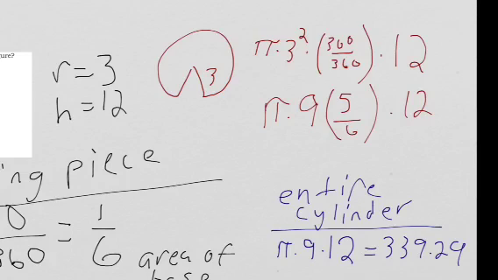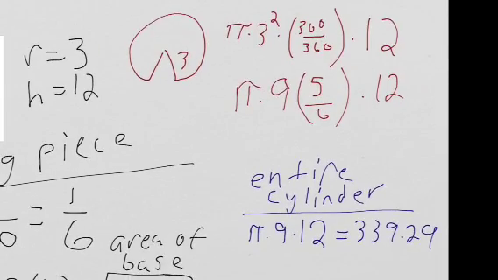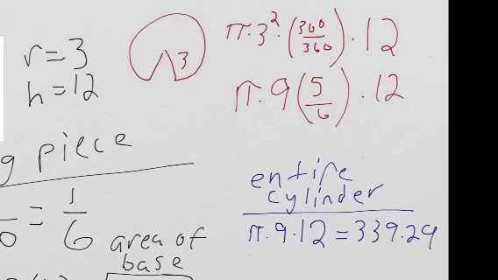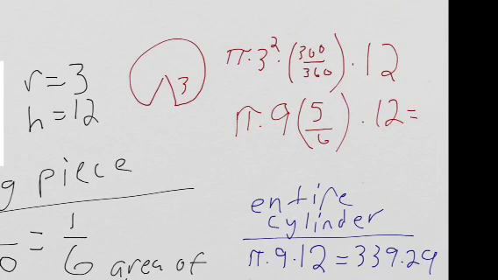So you can listen to me as I type this in: we can do pi times 9, hit enter, and then multiply that by 5, hit enter, divide by 6, hit enter, and then multiply by 12, hit enter. We get 282.74, which is exactly what we got doing the other method. Let's make sure, there it is, 282.74. So then we just hit equals, 282.74 inches cubed. Okay? That's it. That is number 5.